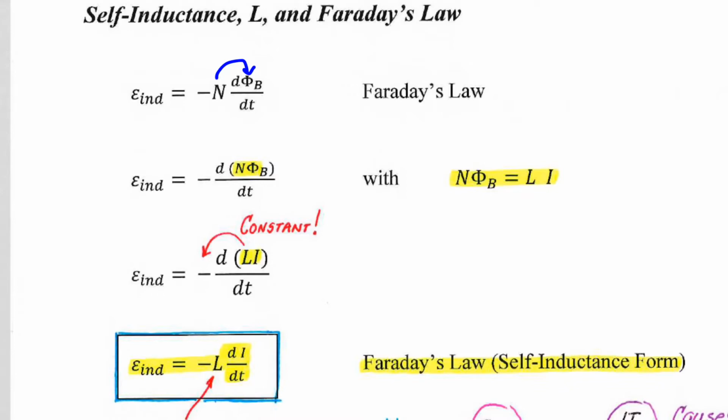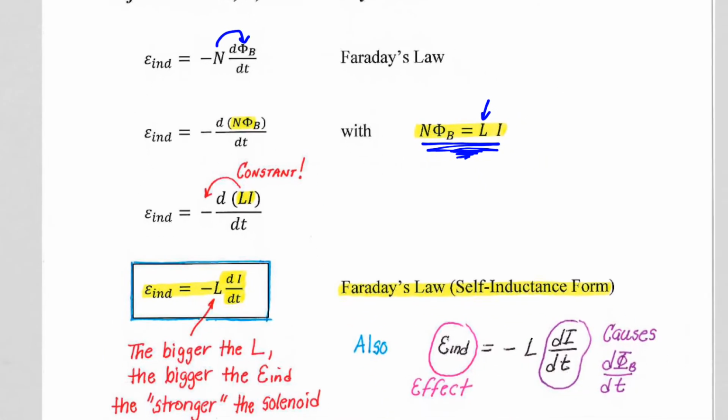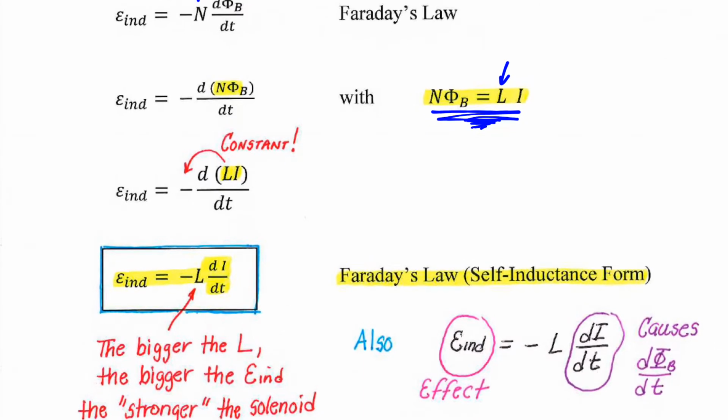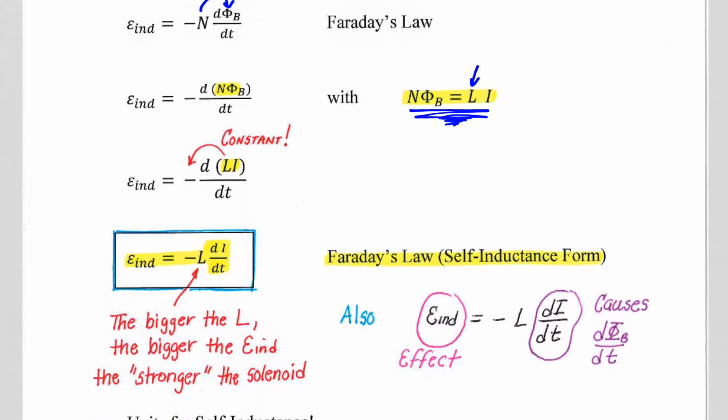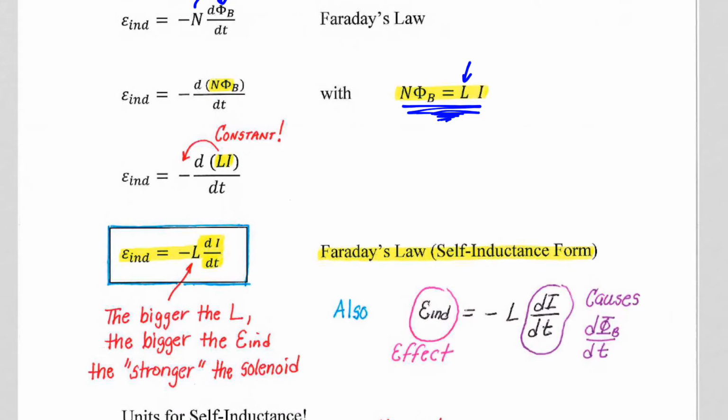But remember from our last lesson, we have the number of turns times flux equals the self-inductance parameter times the current. So we can replace the NΦ term with Li. L, as we have said, is a constant. In our next lesson, we will be seeing the derivation for the self-inductance of a solenoid. But the constant can come out of the d/dt of Li. So we get negative L di/dt. So now we have Faraday's law in terms of our self-inductance parameter.